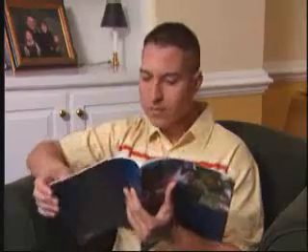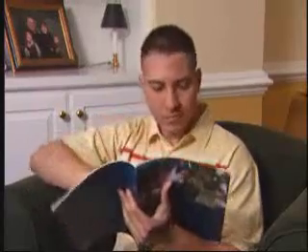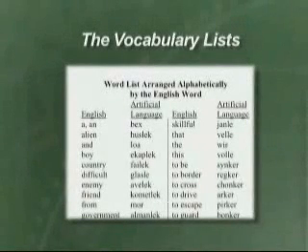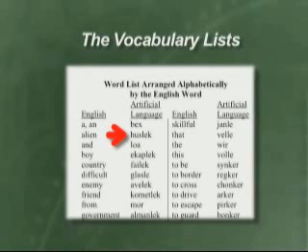Let's try it. Let's look up the artificial language equivalent for alien. First, look at the vocabulary list on the left. The words are listed alphabetically in English. Find the word alien. Look across from alien under the vocabulary list headed artificial language. You'll see that hustlik is the word for alien. Later, you'll get more practice using the vocabulary list when we go through some examples.